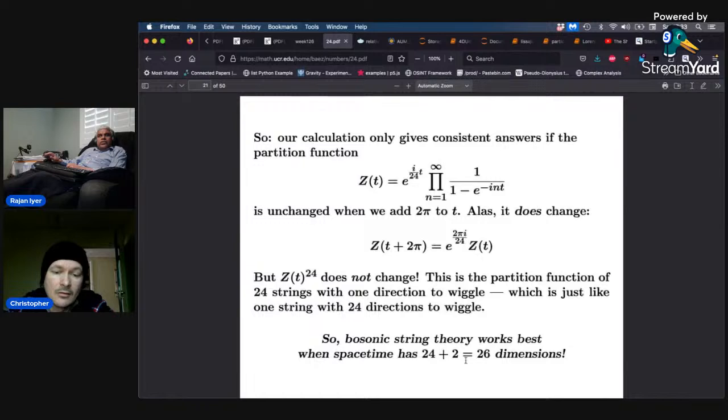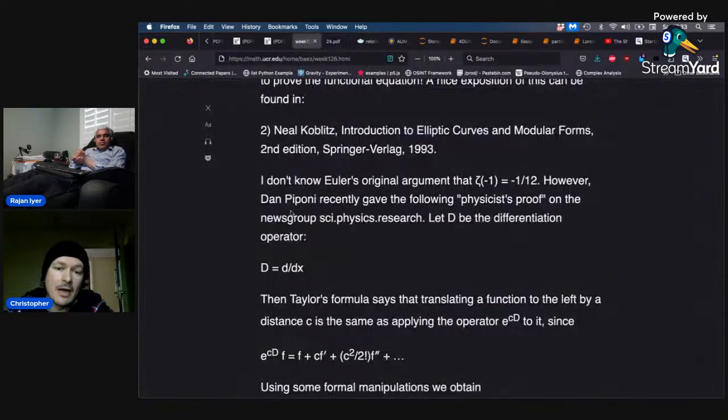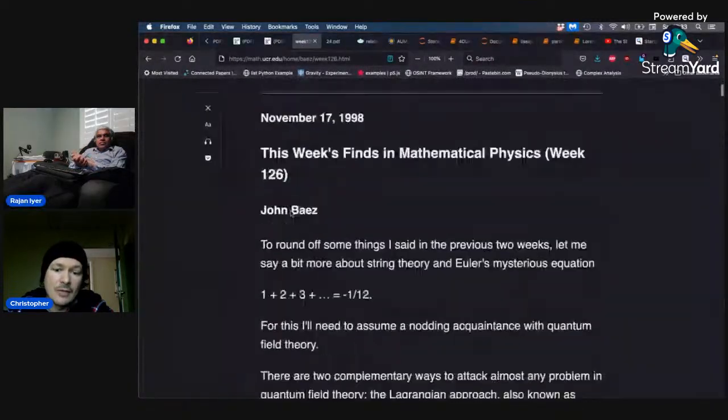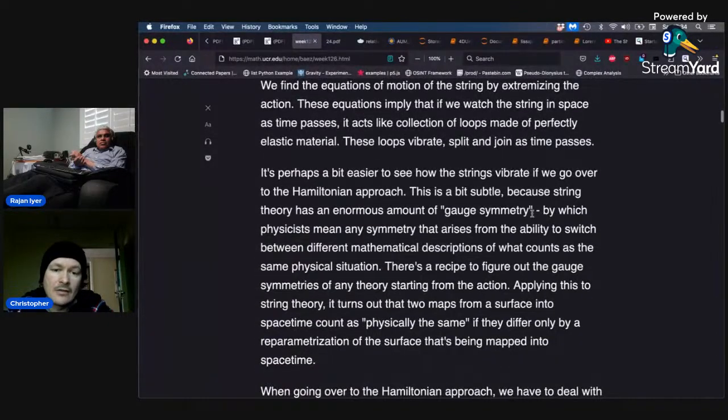It's almost like a gauge. Sorry, not multiply. When you take the 24th degree, it does not change. So it's like a gauge transform. In a sense, yes, this is all to do with gauge transformations. You can read more about the gauge transformation part in this section. Gauge symmetry is the ability to switch between different mathematical descriptions that count as the same physical situation.